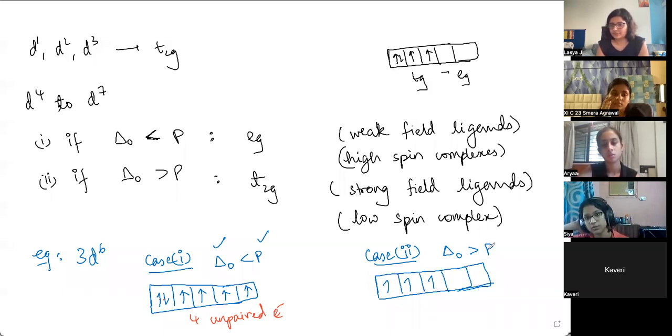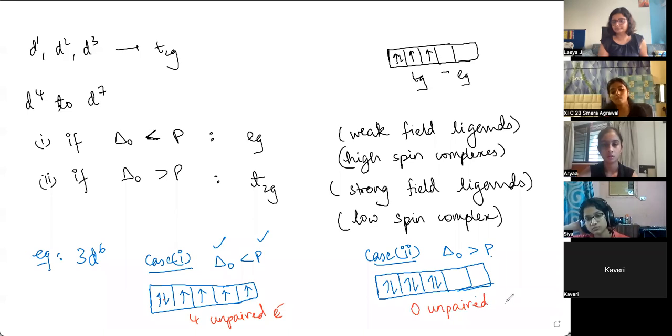Pairing energy is lower, because delta naught is high, meaning the Eg orbitals are very far away, at higher energy. So it's easier for the electron to pair, because pairing energy is lower. So it will go here. Then D5 will go here. D6 will go here. Okay. So here we end up with 0 unpaired electrons.